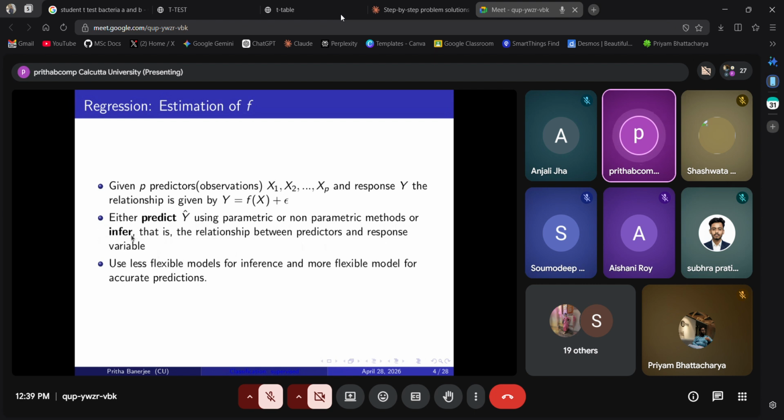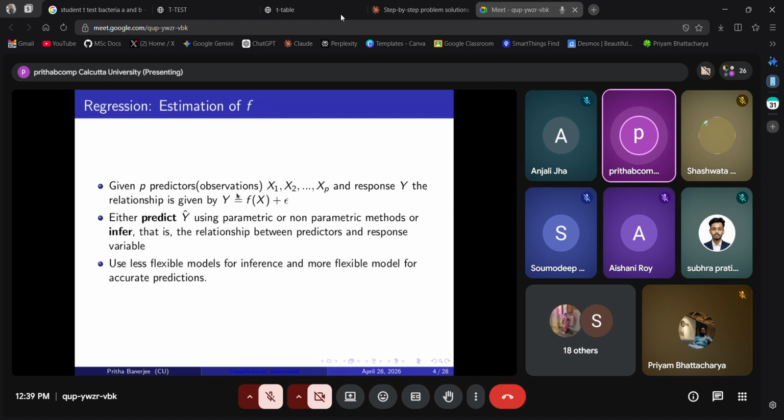So we talked about lots of inferences, the different ways of inferring the relationship between the predictors and the response, using the p value, the t statistics, and things like that. Then different measuring parameters in order to identify what kind of relationship there is among the different predictor variables and the response variables. So that's why it is written either we predict or infer. Use less flexible models for inference and more flexible models for accurate predictions.